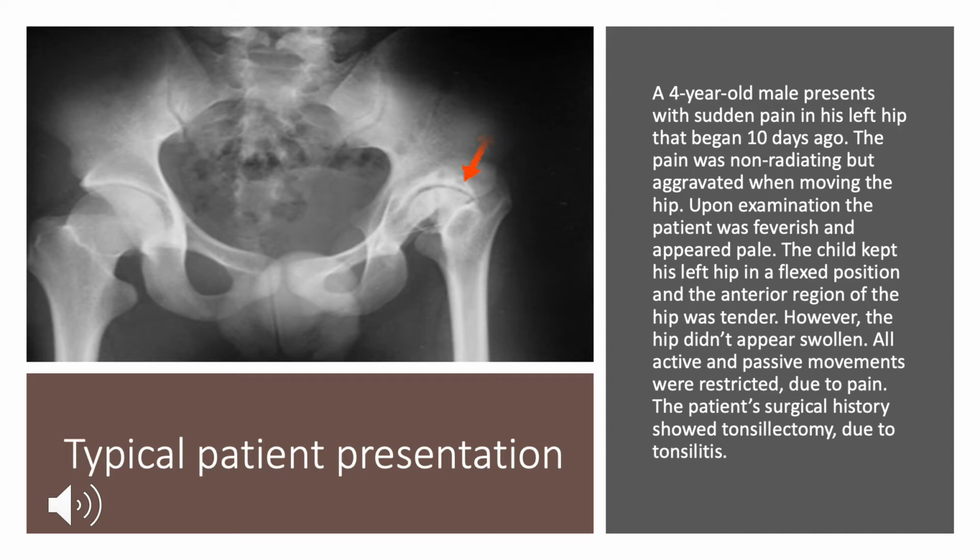A 4-year-old male presents with sudden pain in his left hip that began 10 days ago. The pain was non-radiating but aggravated when moving the hip. Upon examination, the patient was feverish and appeared pale. The child kept his left hip in a flexed position and the anterior region of the hip was tender. However, the hip didn't appear swollen. All active and passive movements were restricted due to pain. The patient's surgical history showed tonsillectomy due to tonsillitis.